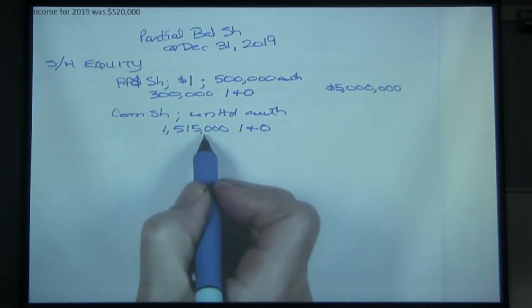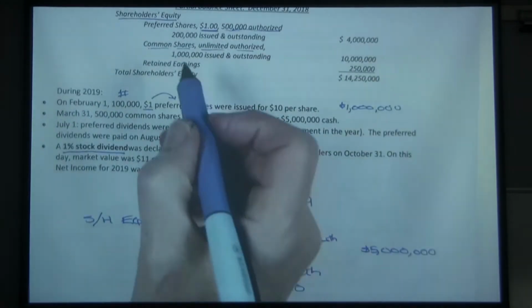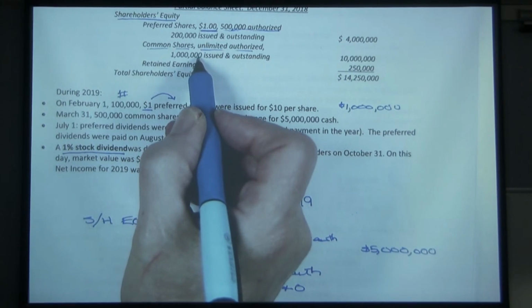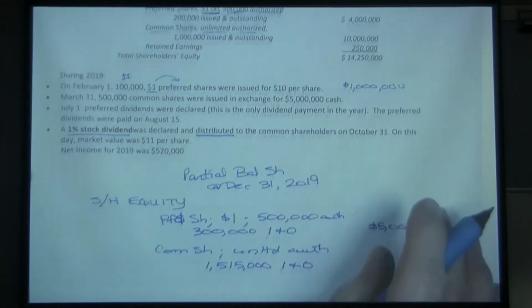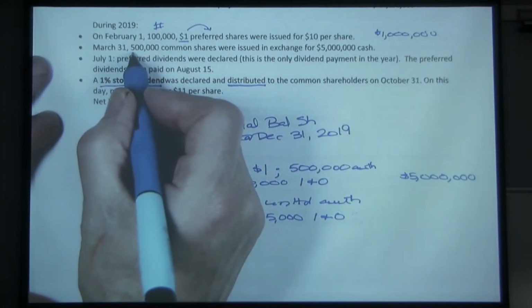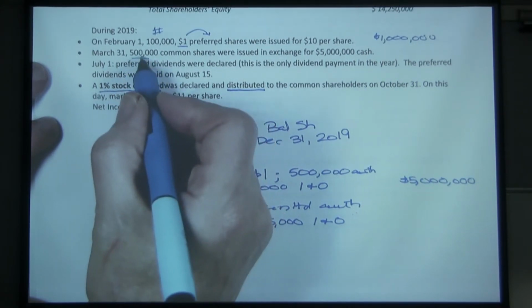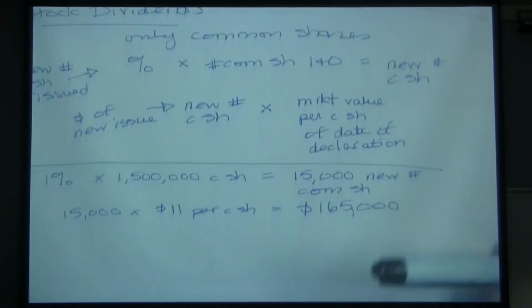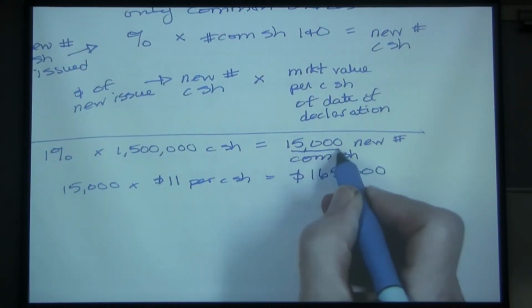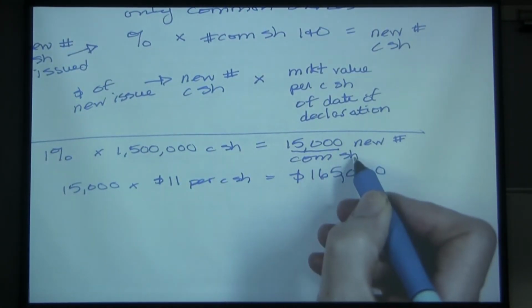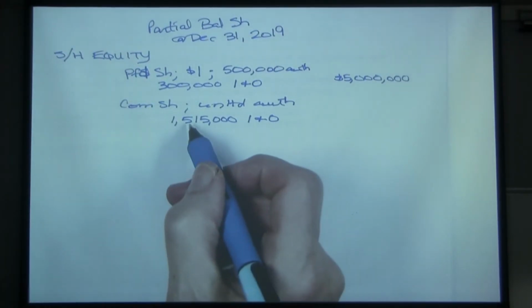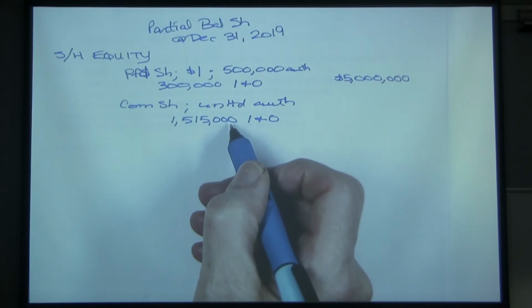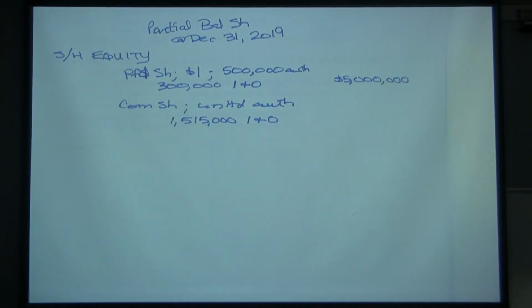So just to review that amount again, we had 1 million shares issued and outstanding, but during 2019, we issued an additional 500,000 common shares, and with our stock dividend, we issued another 15,000 of new common shares. So that's a total of 1,515,000 common shares. What about the dollar value?